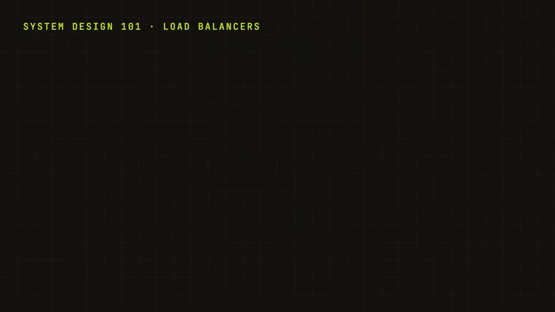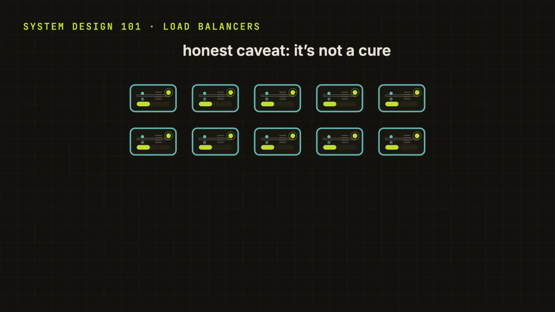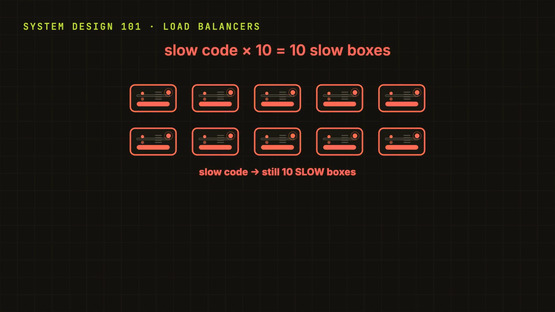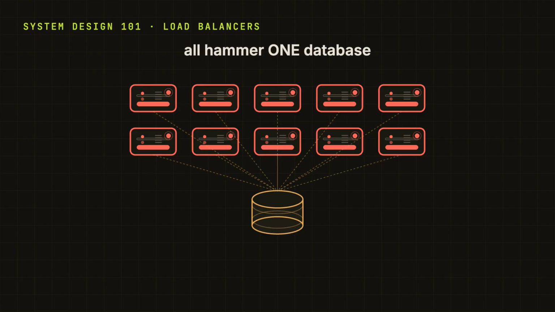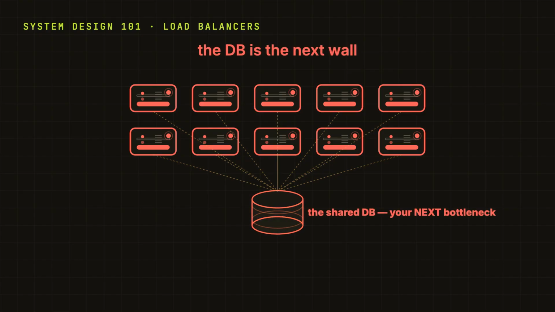Before we wrap, one honest thing, because it matters. A load balancer does not fix everything. It spreads traffic. It does not make slow things fast. If your code is slow, spreading it across 10 boxes just gives you 10 slow boxes, right? And if every one of those boxes is hammering the same database, the load balancer does nothing for that database. That shared database is very likely your next bottleneck. So the load balancer is a router at your front door. It is not a cure.